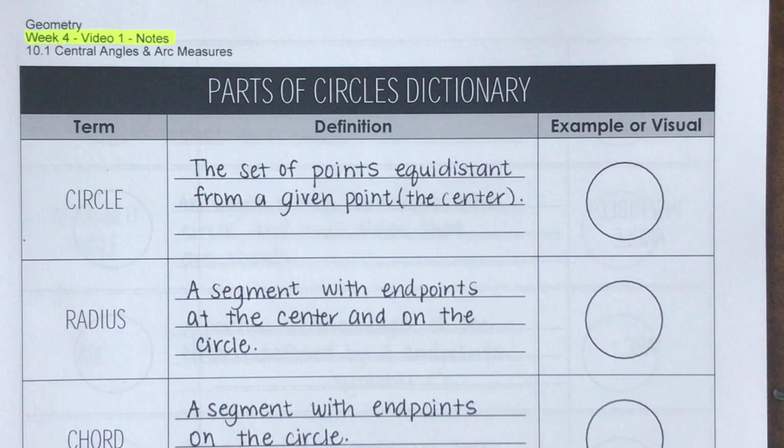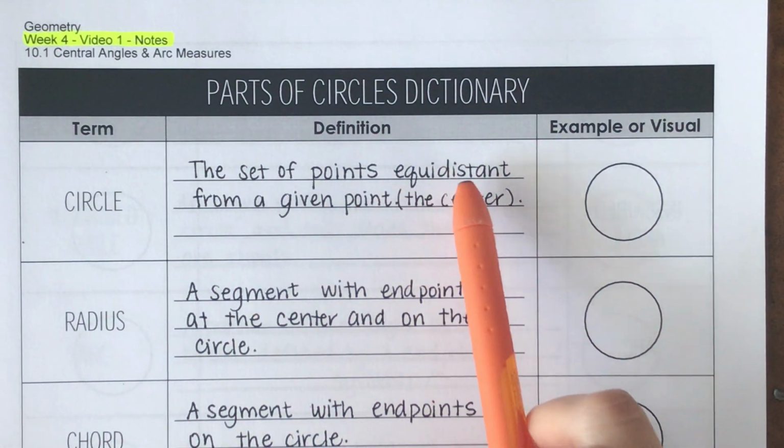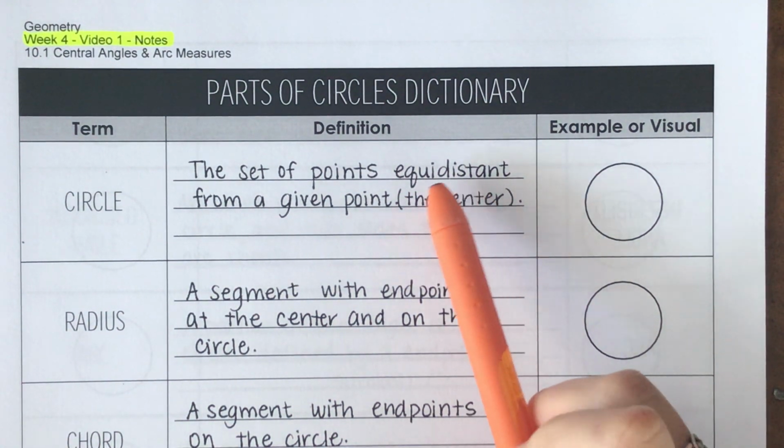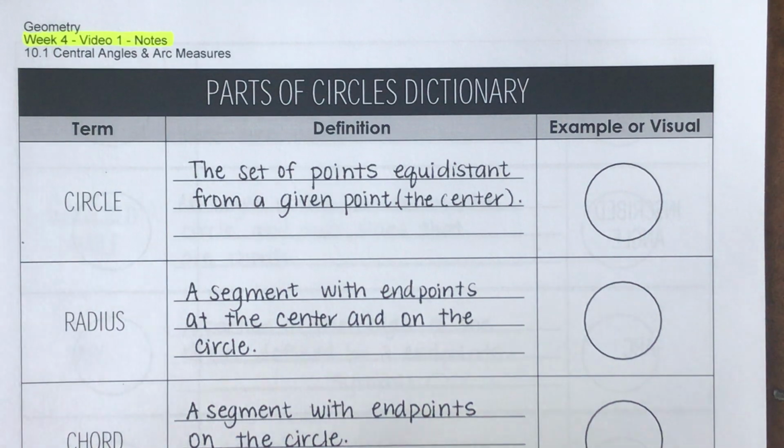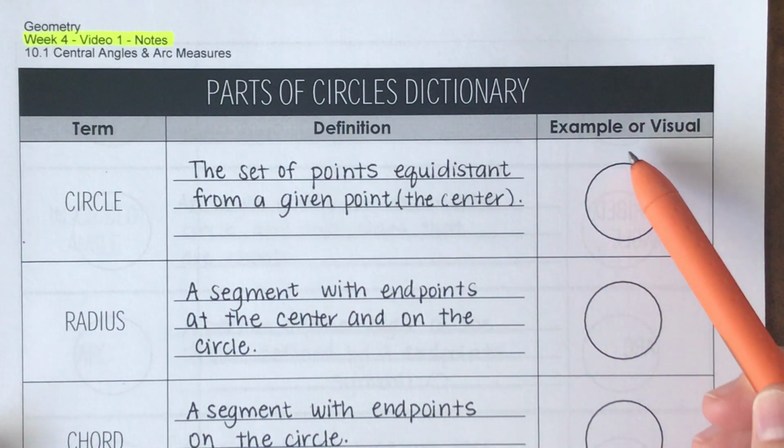So we're going to start off just by talking about some different vocabulary words about circles. We're going to go through the terms, their definitions, and then we're going to draw ourselves an example or a picture of each one of those. So the first word is obviously circle. Circle is the set of points equidistant from a given point, the center. Equidistant means all of the distances are equal. They're exactly the same.